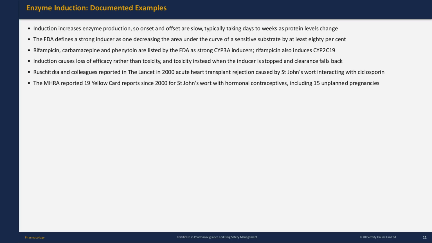Enzyme induction. Documented examples. Induction increases enzyme production, so onset and offset are slow, typically taking days to weeks as protein levels change. The FDA defines a strong inducer as one decreasing the area under the curve of a sensitive substrate by at least 80%. Rifampicin, carbamazepine, and phenytoin are listed by the FDA as strong CYP3A inducers.